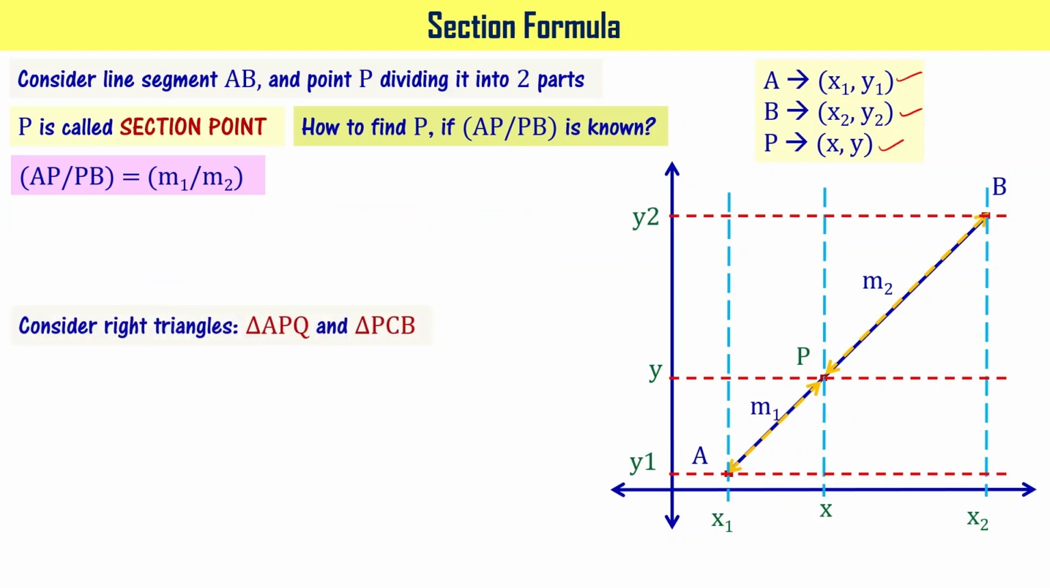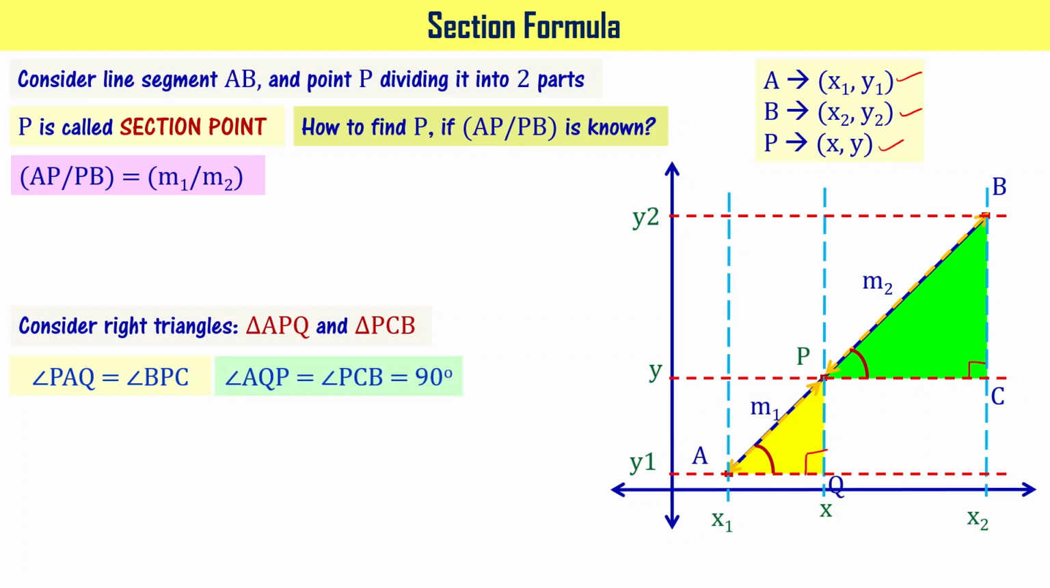Now let's consider right triangles, triangle APQ and triangle PCB. As you see here, angle A and angle P are corresponding angles, right? They are equal. Angle PAQ equal to angle BPC, right? And another angle we have here is a right angle, right? So these two are right angles. So angle AQP equal to angle PCB equal to 90 degrees.